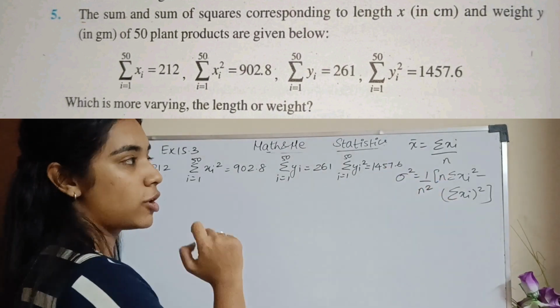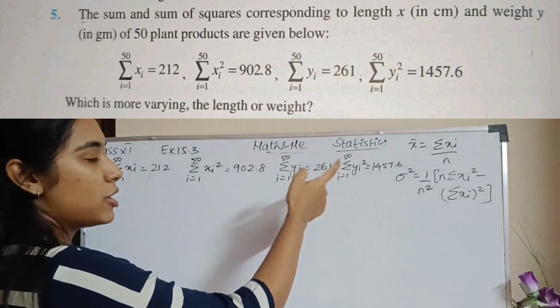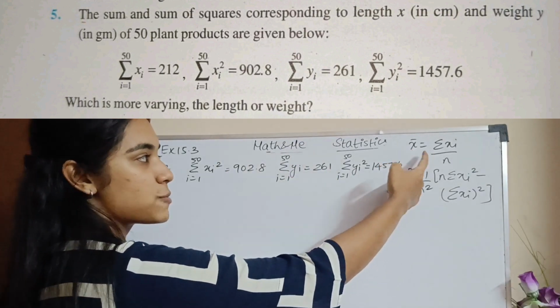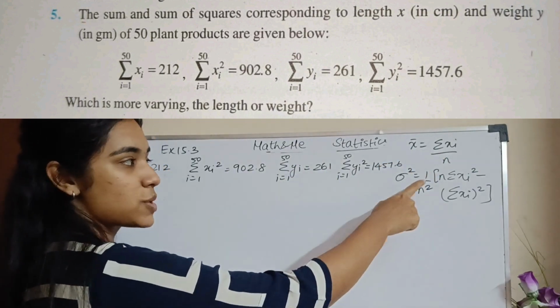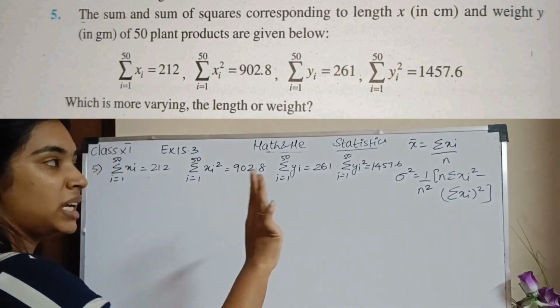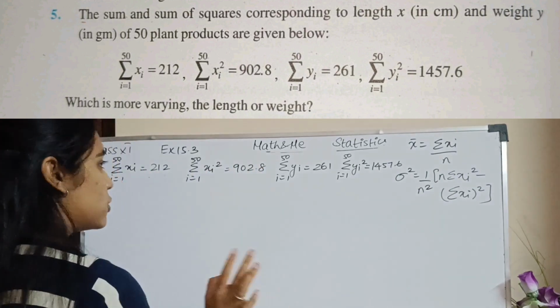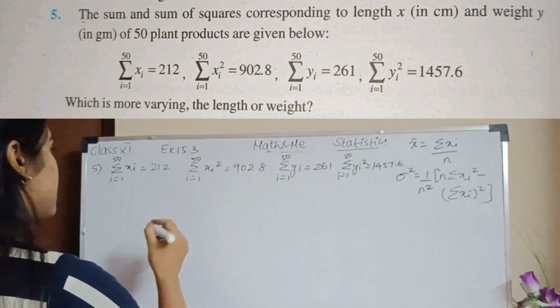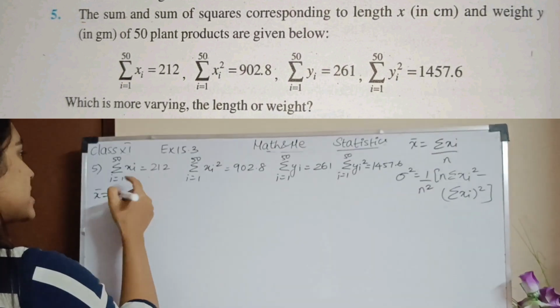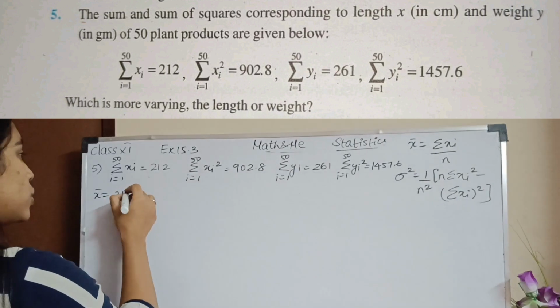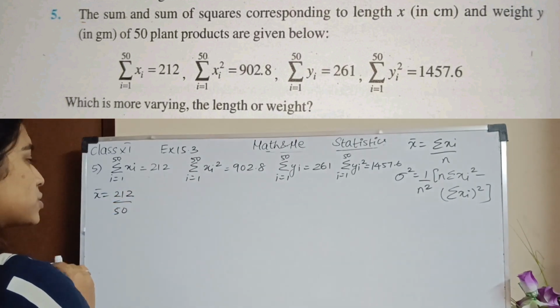So I can directly use the formula which does not have a frequency, and the number of terms is given to be 50. So I have x bar is sigma xi divided by n and sigma square is this. I need to find my mean and the standard deviation to compare which has more greater variability. So we use CV. First let me find out the mean. So I have x bar is sigma xi, which is 212, divided by the number of terms, which is 50.